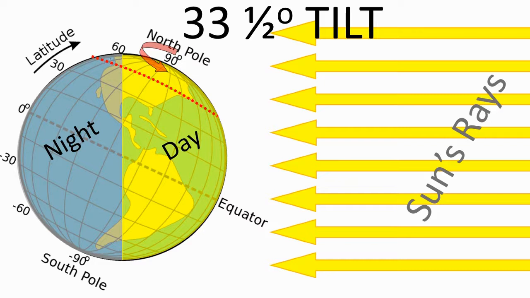So we're going to have a much shorter amount of nighttime and a much longer amount of daytime. And 6 months later, that would switch. We'd have a much longer amount of nighttime and a shorter amount of daytime. I hope that helps you answer the question.